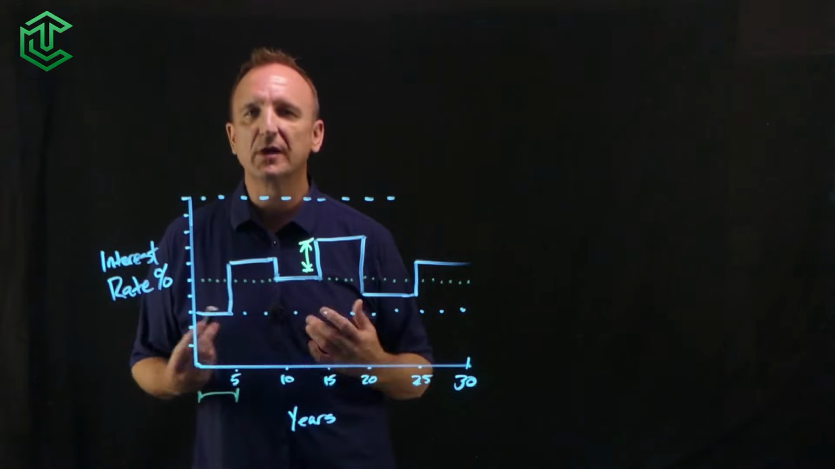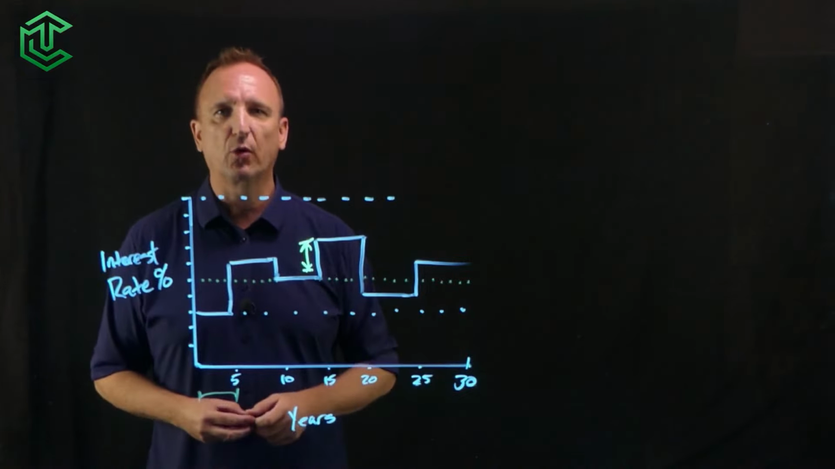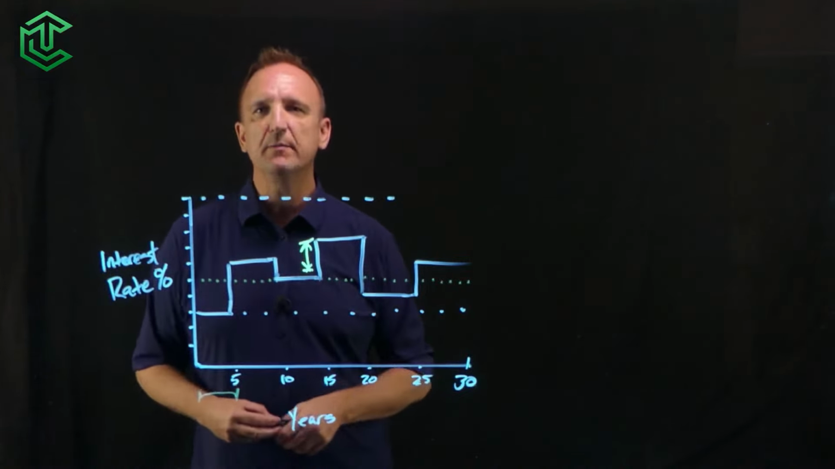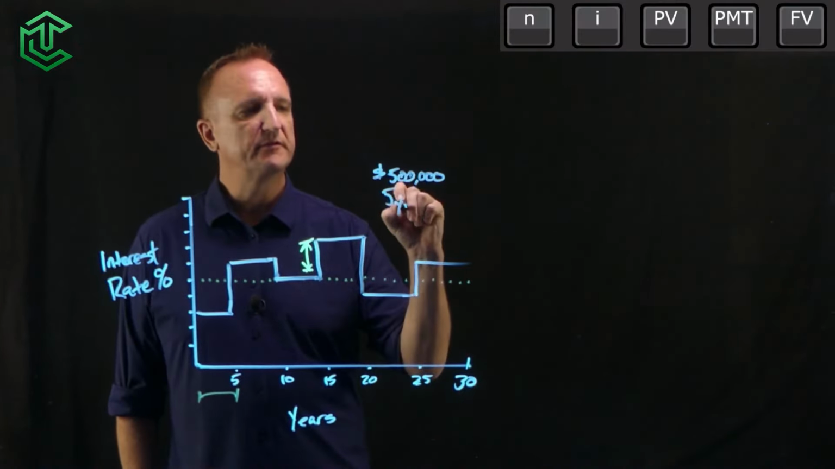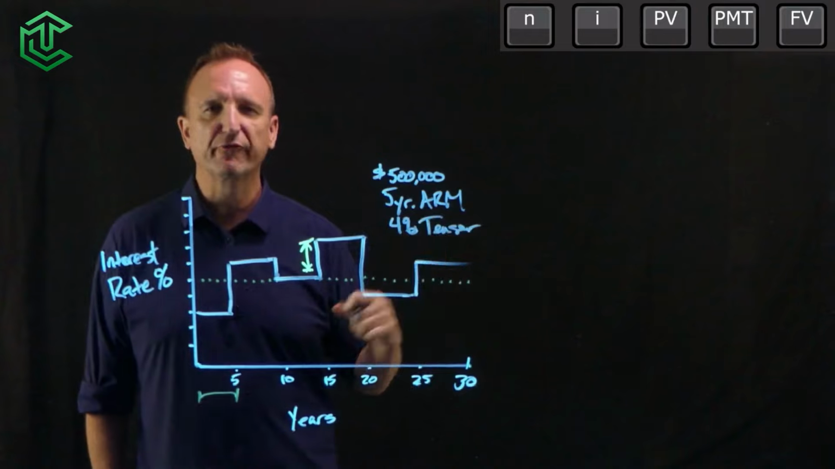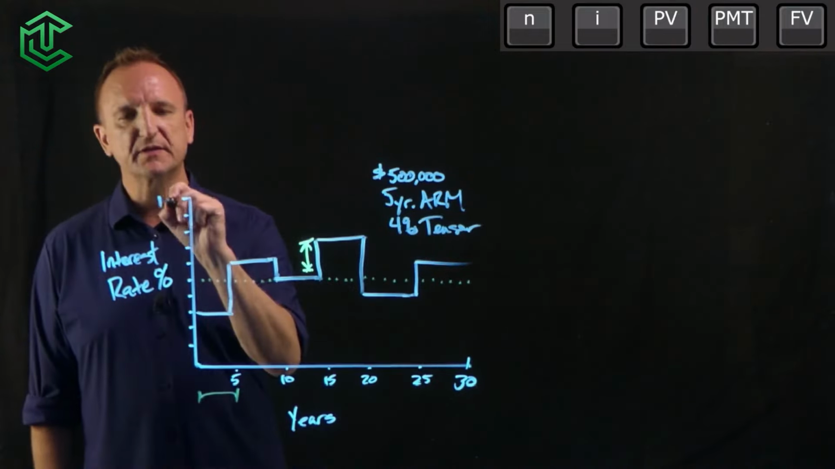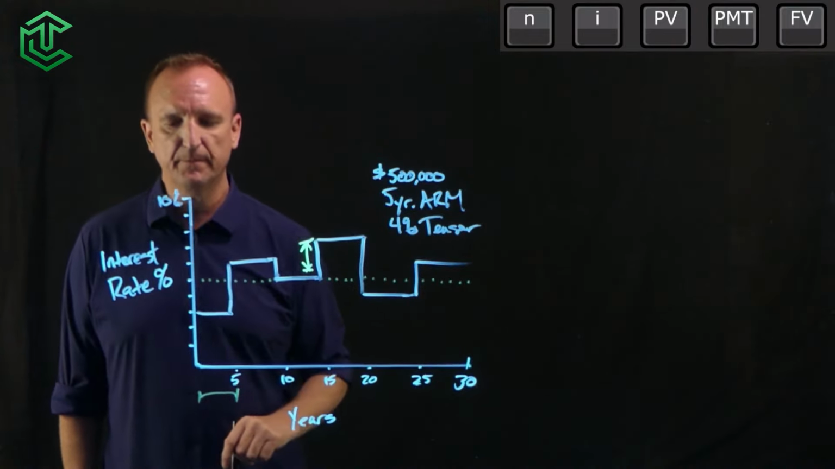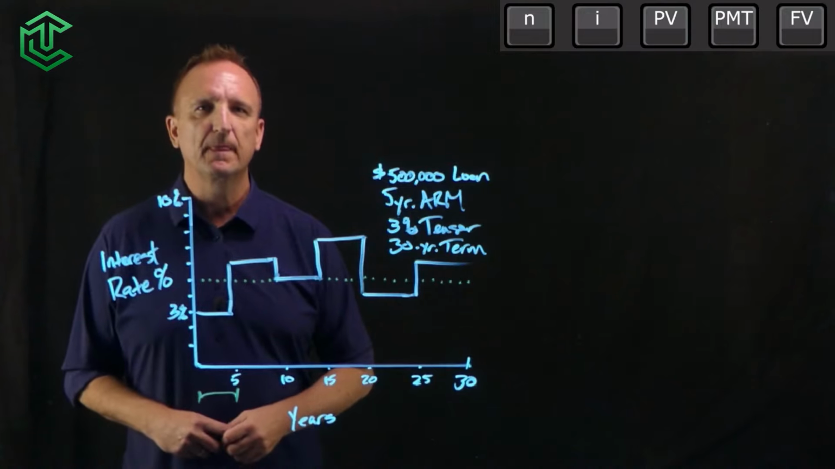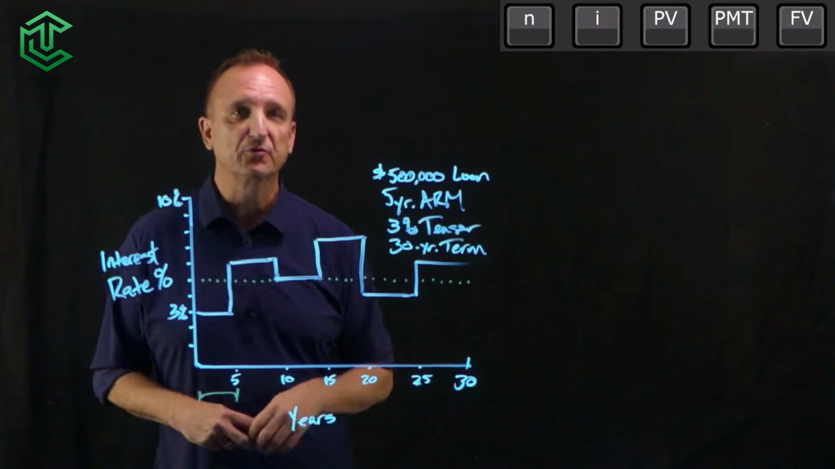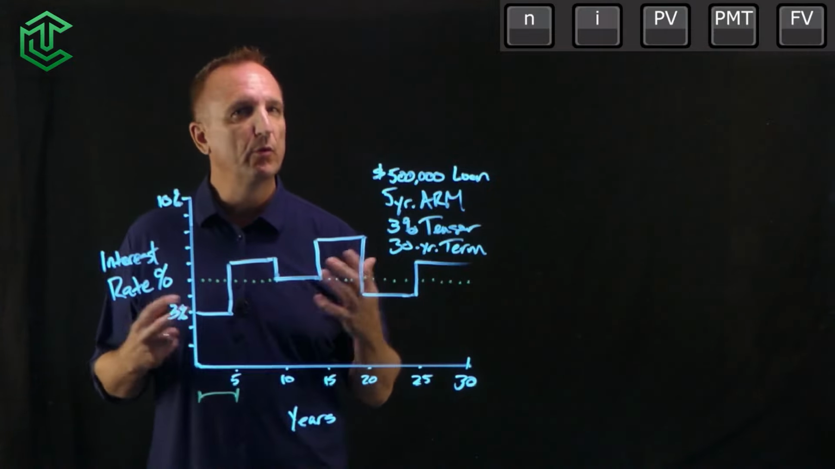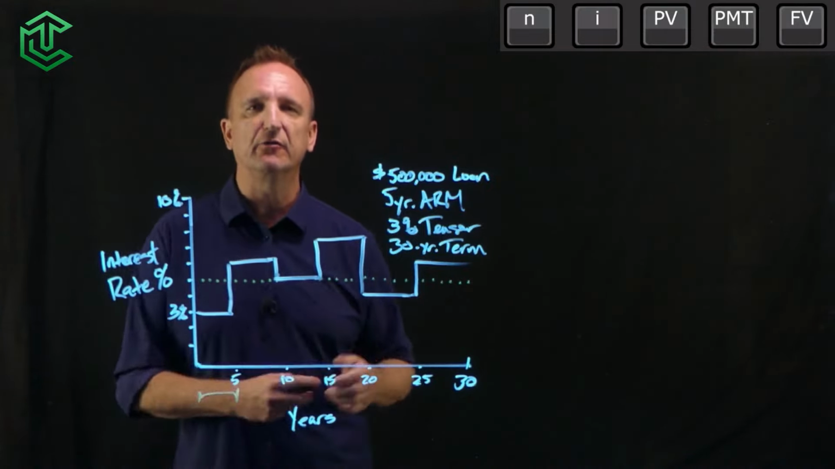Now let's take a look at a real-life example of an adjustable rate mortgage loan and see what happens to the payments over time. Let's say we have a $500,000 ARM loan. It's a 5-year ARM, and it starts with a 4% teaser rate. The ceiling on this loan is 10%, 3% floor, and the interest rate change caps are 3%. So the rate can't go up or down by more than 3% in any given interval.